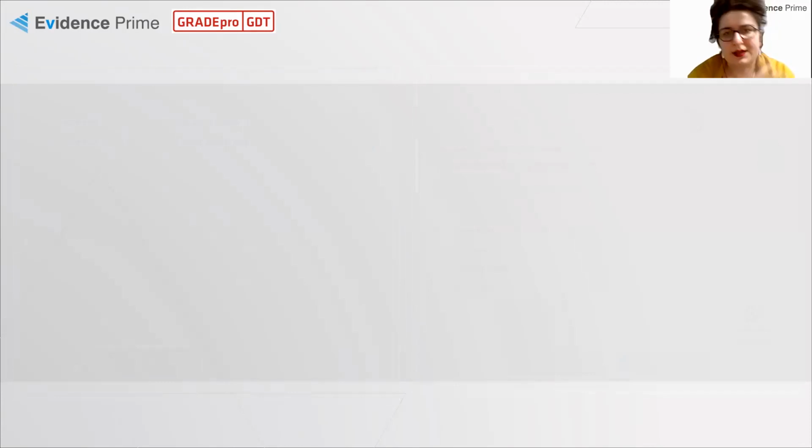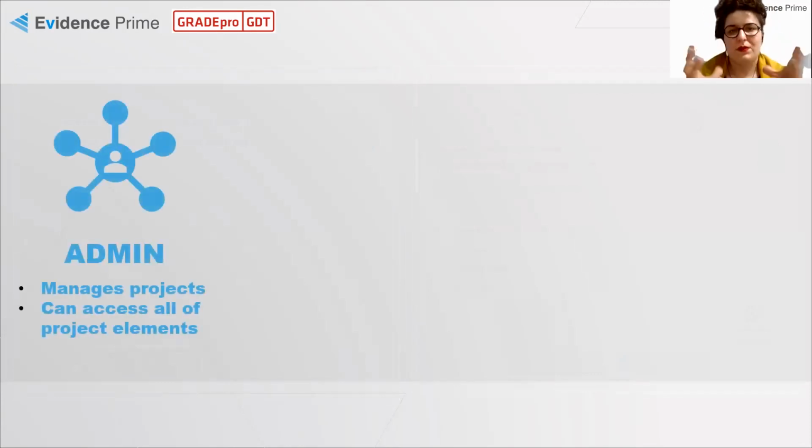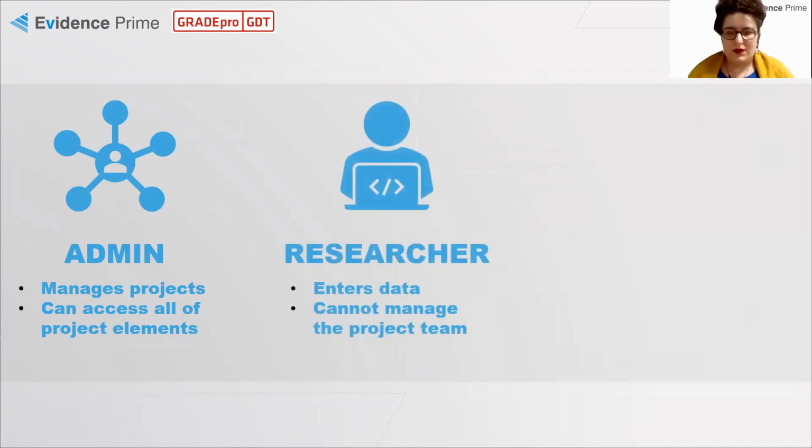There are three types of users in a GRADEpro project. There are admins, so those are people who create the projects, manage them, manage the team of the project, and they can access all of the project elements. There are researchers, so those are people who are focused mostly on entering the data and turning the results of your systematic reviews. So for example, they cannot access the team section, they cannot manage the team members because they should focus precisely on the data.